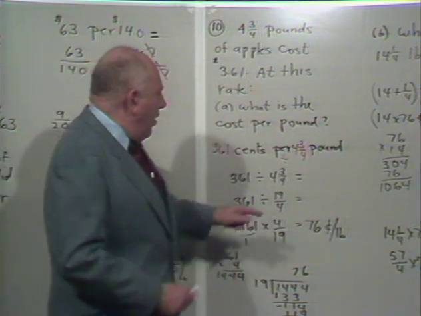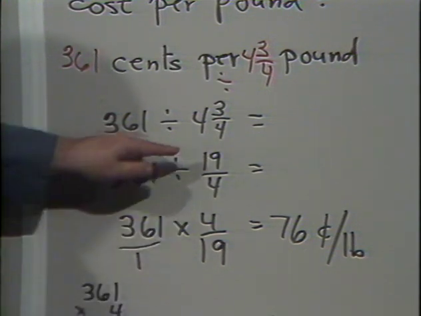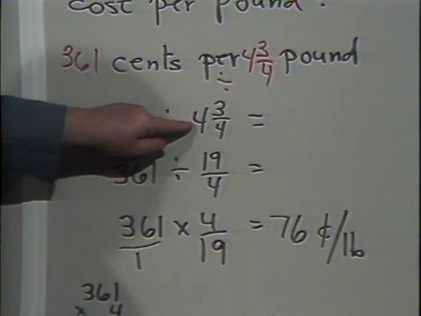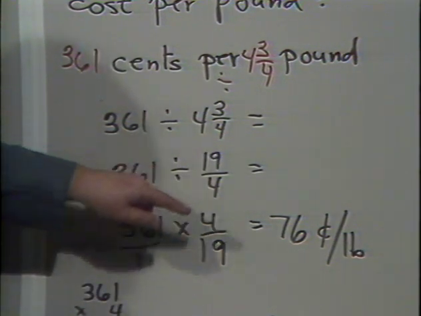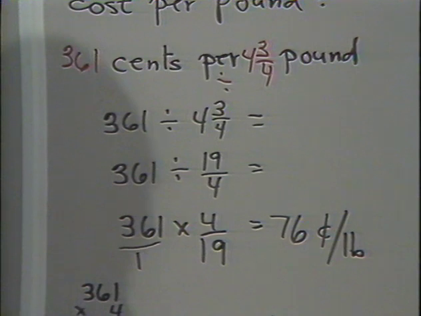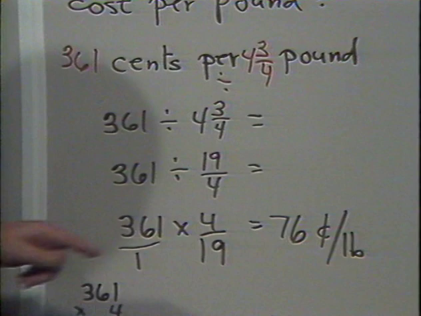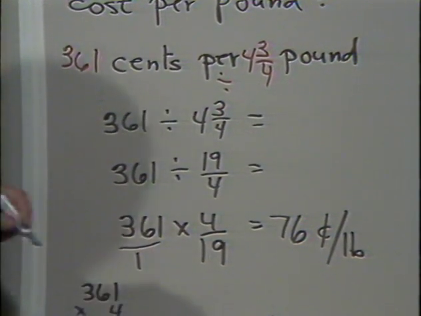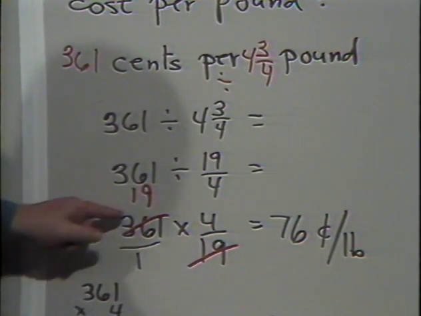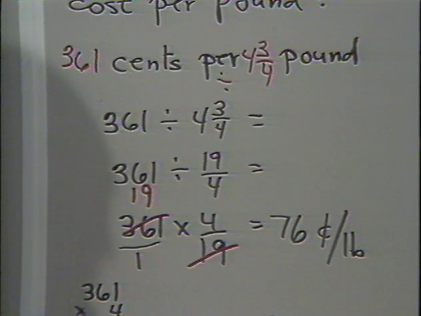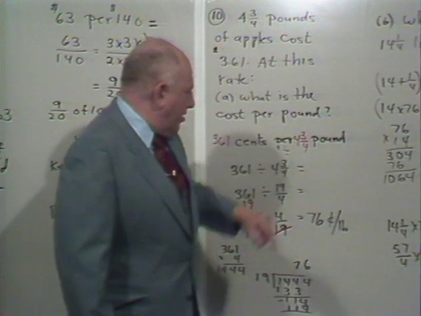Well, how do we divide? We know how to divide when we're dealing with common fractions. So we take the 4 3/4 and write it as a common fraction. 4 times 4 is 16, plus 3 is 19, over 4. And how do you divide by 19/4? Module 5. You multiply by 4/19. So we have 361, which I write over 1 just to make it easier, times 4/19. If you happen to be astute, you'll notice that 19 goes into 361 19 times, and that 19 times 4 is 76. Well, 19 times 4 is 76, but the label is cents per pound.